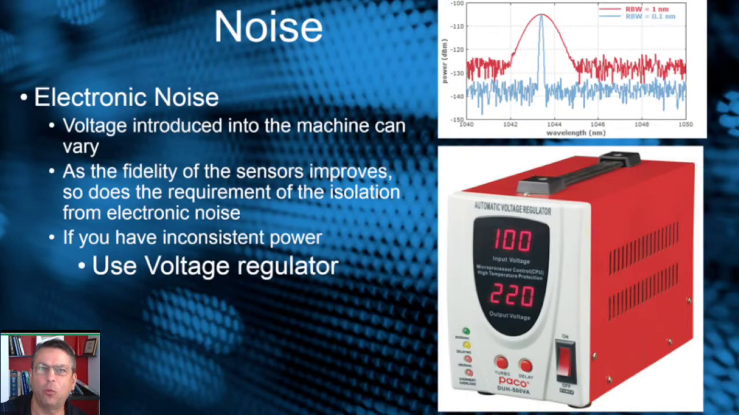Noise, on the other hand, is the stuff we don't want, the bad stuff. And we want to eliminate or reduce noise as much as possible. The voltage introduced into the machine can vary. If you have an office that might be in an old home or an old house, and the variation of the power can adjust, brownouts and things like that, you want to isolate yourself from those types of electronic noises. So if you have inconsistent power in your office, I highly recommend using a voltage regulator attached to your machine so you get clean power and less noise into your machine.